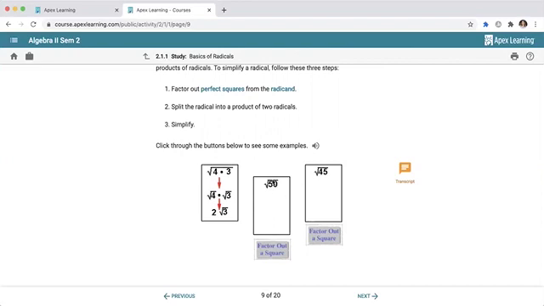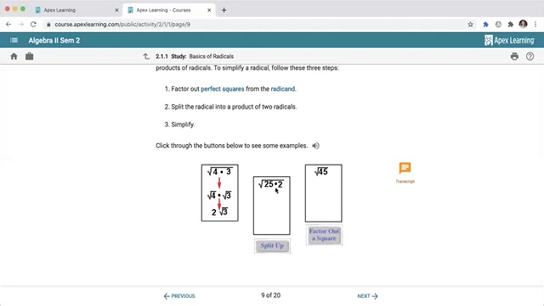So first off, we have 50. We're going to factor out a square. You could have done 5 and 10, but then we'd be in the same predicament. How do I simplify the square root of 5? You don't. So what we're looking for is something that can be easily factored, and then we can take the square root of it.